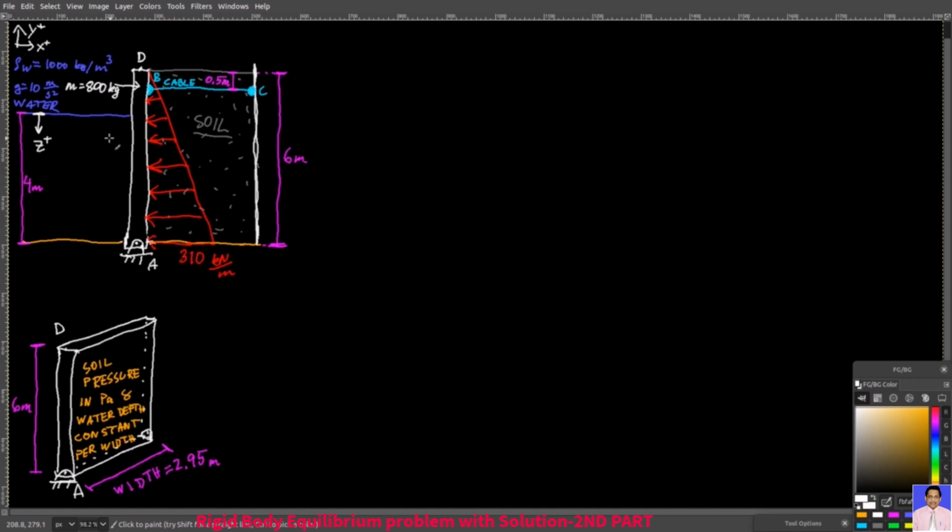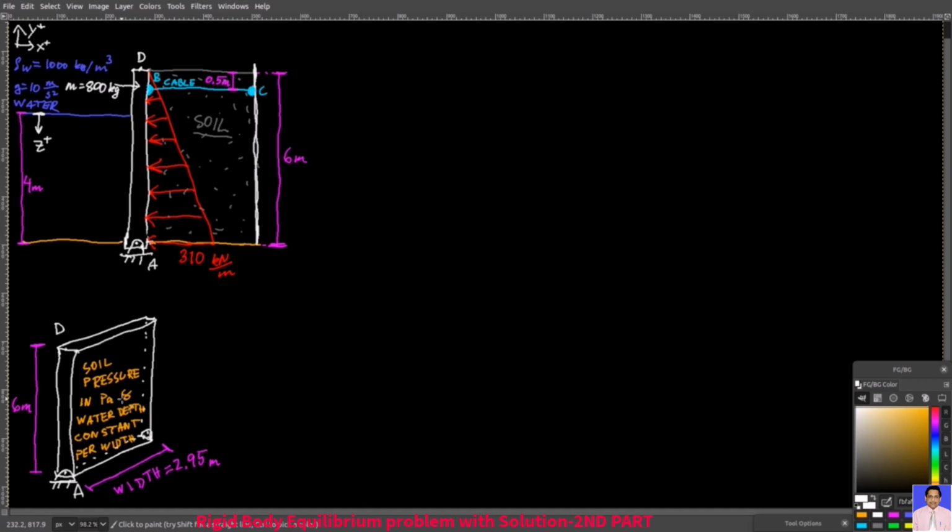On the left side, you have water. Its depth is 4 meters. The density of water is 1000 kilograms per cubic meter. Assume the gravitational acceleration to be 10 meters per second squared. In reality, it's closer to 9.8 meters per second squared, but here let's make it easy on us and let's say that g equals 10 meters per second squared. The width of the wall is 2.95 meters.